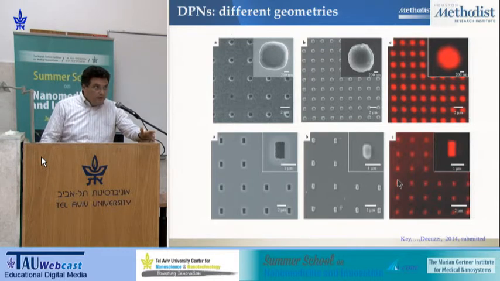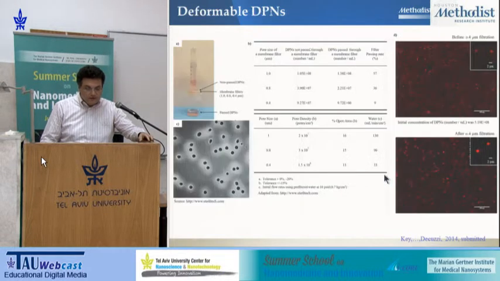The geometry can be changed, discoidal, but it could be discoidal with a circular base, it could be discoidal with a rectangular base, and you can have a quite nice accuracy in their size and shape, so the geometry can be quite nicely controlled. They are deformable.